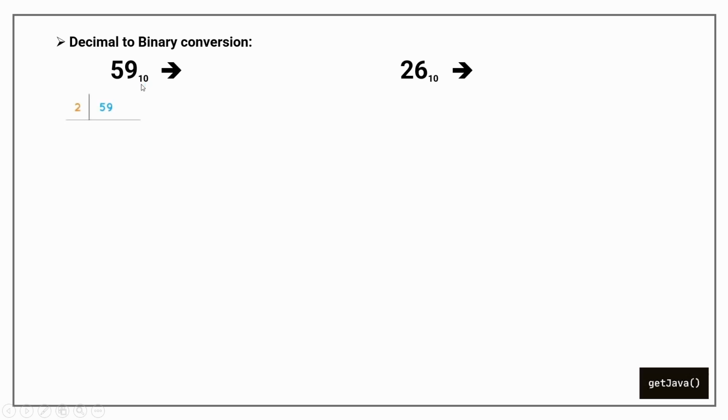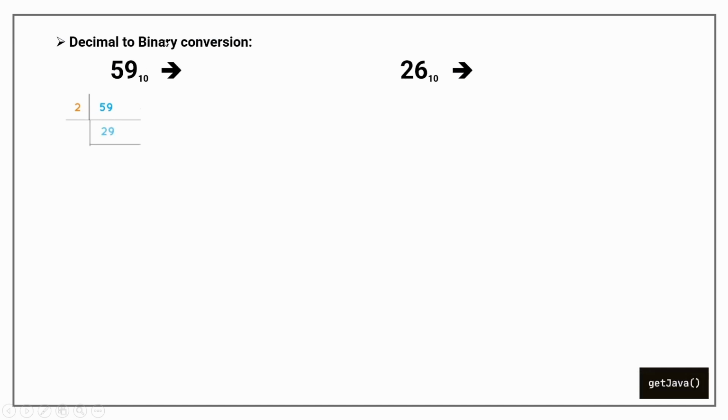First, we have to divide this number by 2. Why only 2? Why not other number? Because we want binary representation of this number. And in binary, there are only two numbers, 0 and 1. So we have to divide this number by 2, until we get the quotient 0.